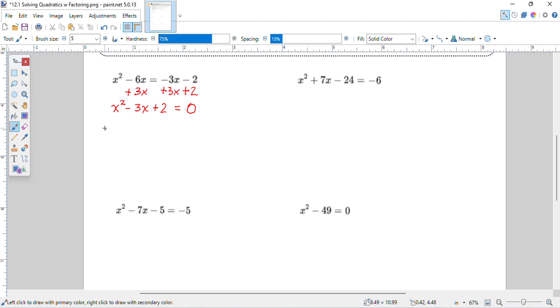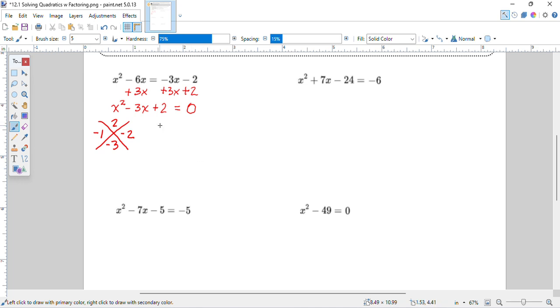I can set up my ABC. We can create our x. Remember our little x game that we play. And on top, we have a times c, which in this case is 2. And on bottom, we have our b value, which is negative 3. Factors of 2 that add up to negative 3. Well, first off, for the top to be positive, and we're finding factors of it that are going to add to a negative number, that means that both of our factors need to be negative numbers. So we have negative 1 and a negative 2. Negative 1 times negative 2 gives me positive 2. Negative 1 plus negative 2 gives me negative 3. So those are my factors.